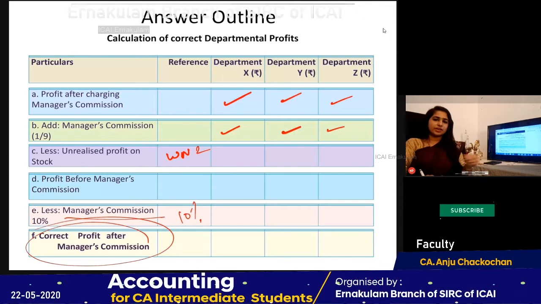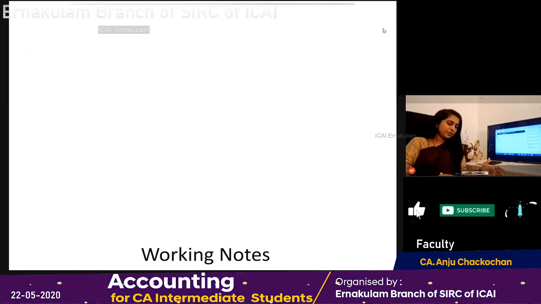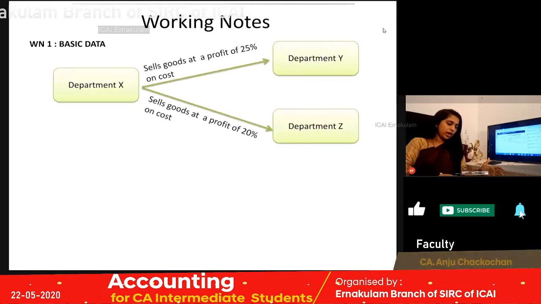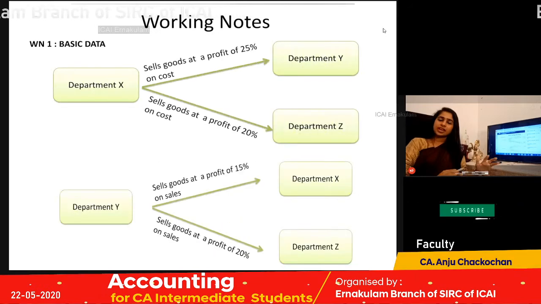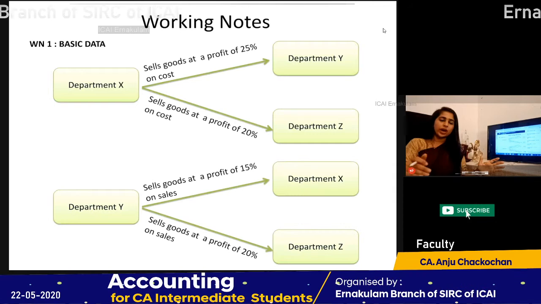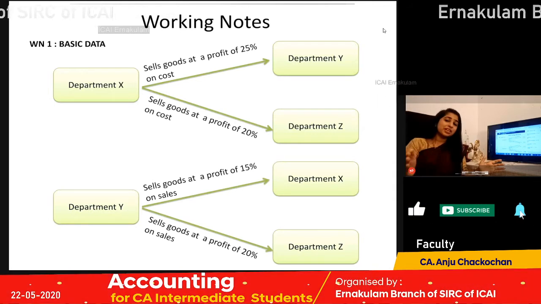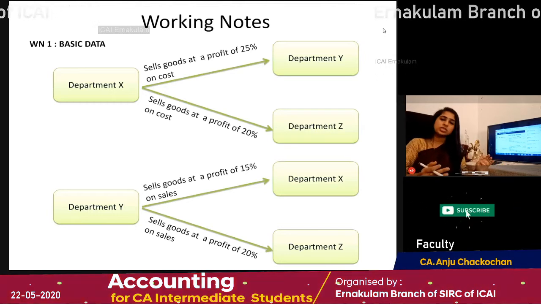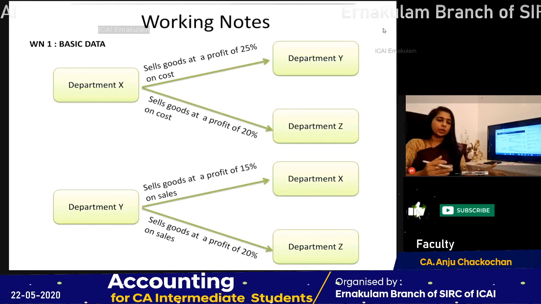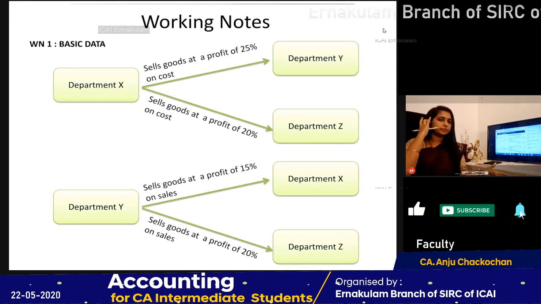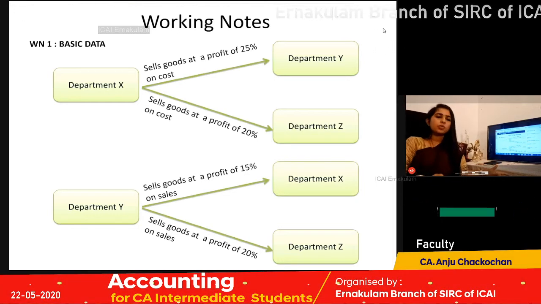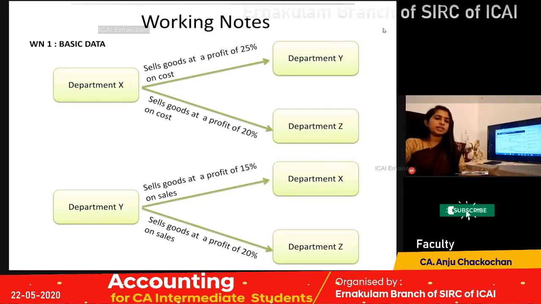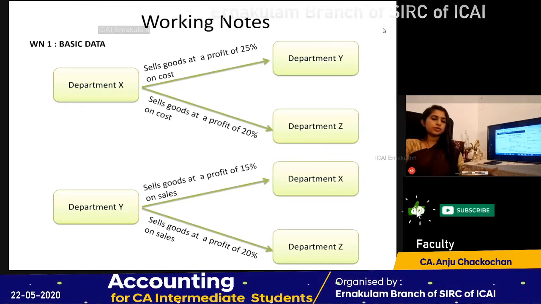Ria, all right, fine. Now let's see to the working notes. The working note 1, the basic data, which relates to the transfers from X to Y, Y to X, and Z to X and Y, and similarly we'll have one more transfer coming up in the next slide. Okay, students, take this up. The working notes, basic data, working note number 1. Everybody take this down and drop in a message.